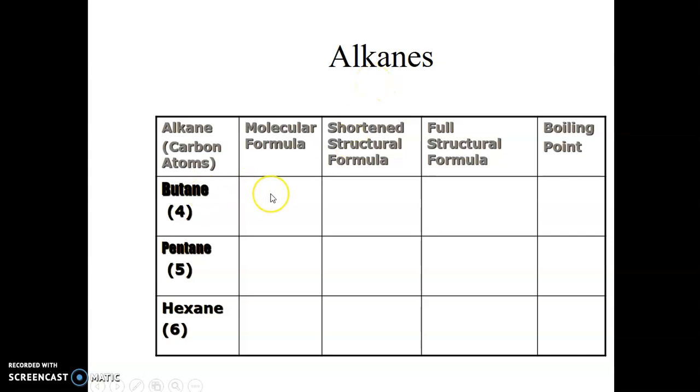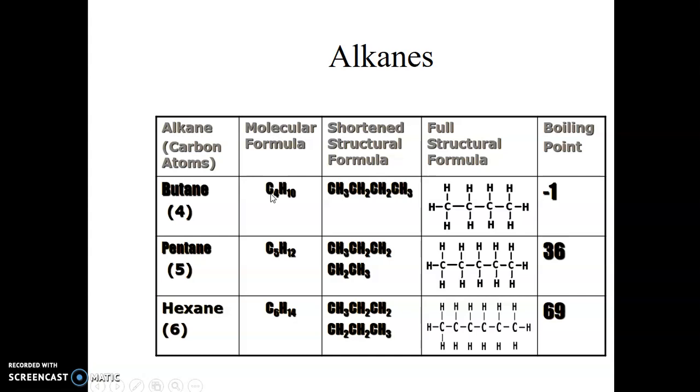Okay, butane, molecular formula C4H10, shortened structural formula CH3, CH2, CH2, CH3. And you can see each of those parts in the full structural formula. Again, boiling point higher than the previous three. Pentane, 5 carbons, C5H12, using the general formula you can figure that out. Shortened structural formula CH3, CH2, CH2, CH2, CH3, which you can see as you go along the full structural formula. Again, boiling point higher than the previous.